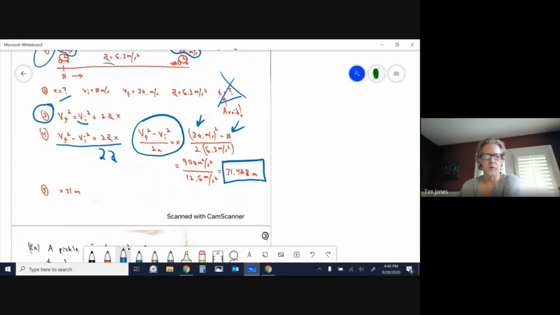If you analyze your units, it makes sense because your seconds squared cancels and your meters squared cancels with just the 1 meter, leaving a single meter behind, so that makes sense. You do sig figs. If you go back to the original problem, we had 2 and 2, so the answer should have 2, so I round this to 71 meters.